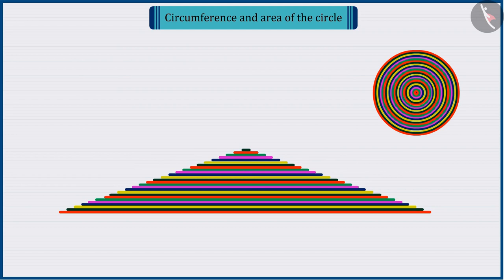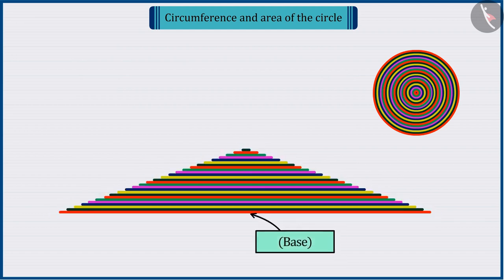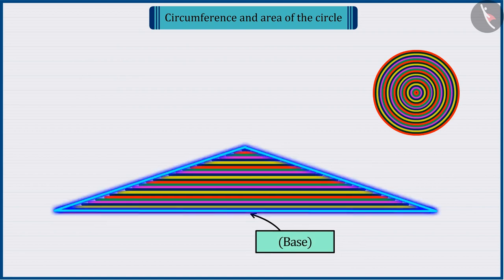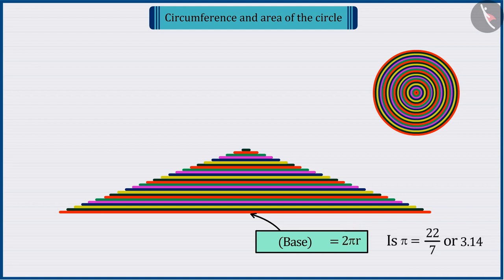Here, you can see that the outer circle is the base of this shape and other inner circles are also located here respectively. Can you tell what will be the length of the base of this shape? Absolutely correct. Its length will be 2 pi r because it is a line made of the outer circle, which is what we call the perimeter of the circle.